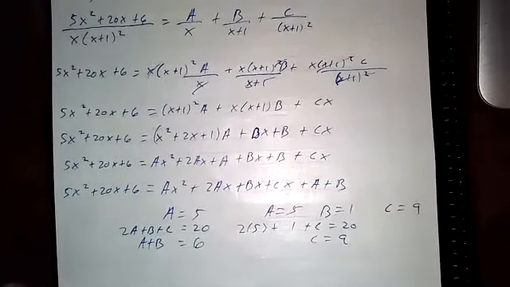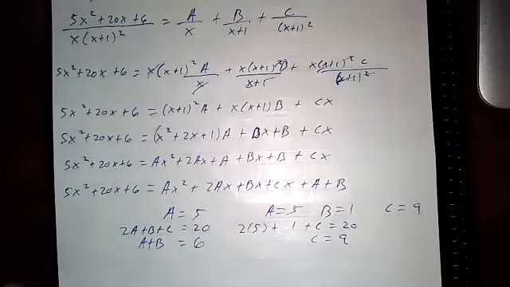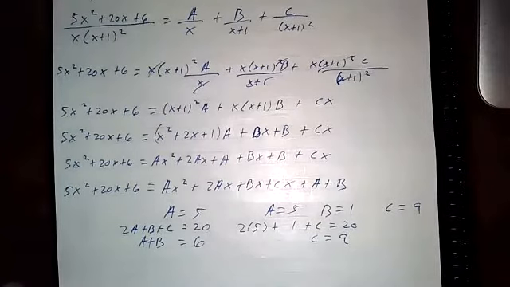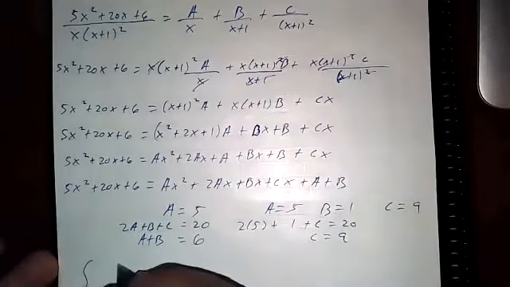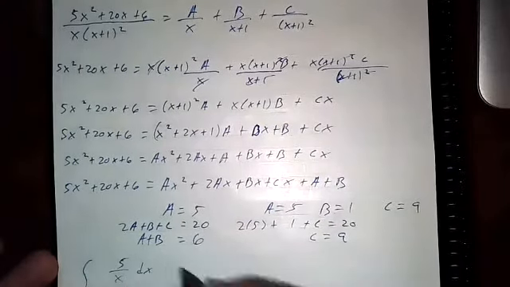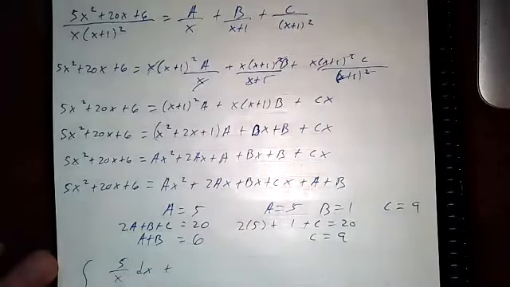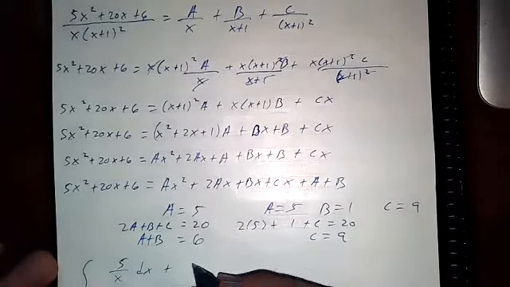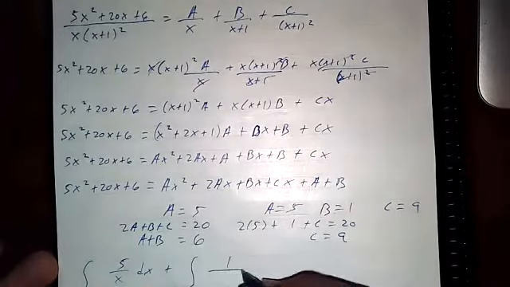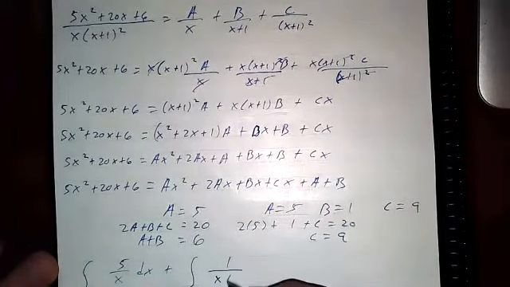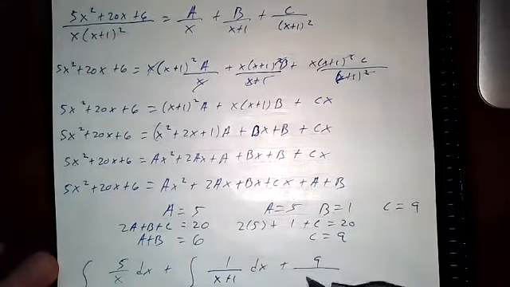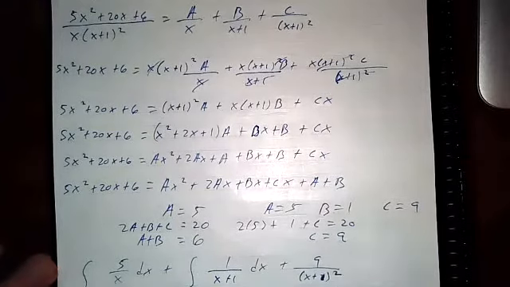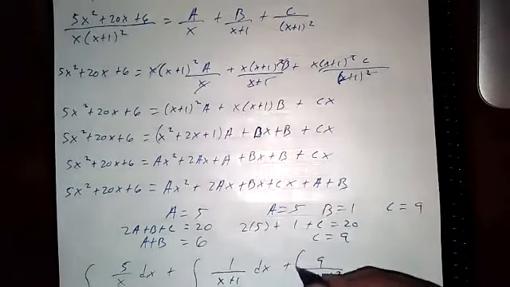All right. So you got a, b, c. Just plug them in, and then we can integrate. So we're going to integrate 5 over x dx plus the integral of 1 over x plus 1 dx plus 9 over x plus 1 squared dx.